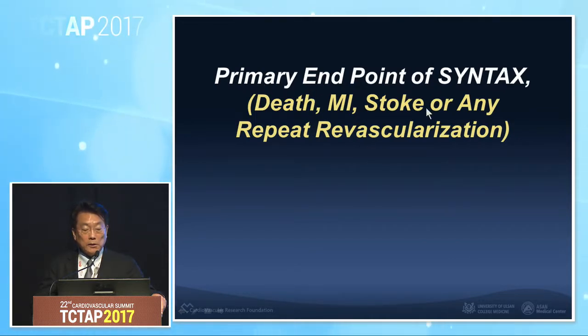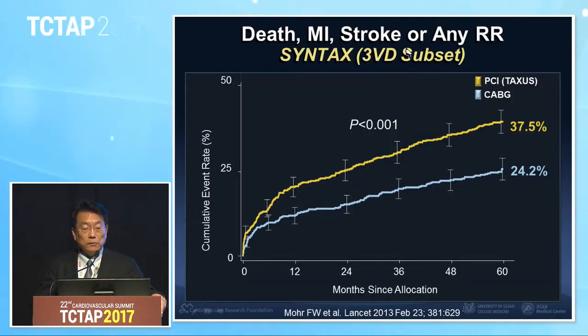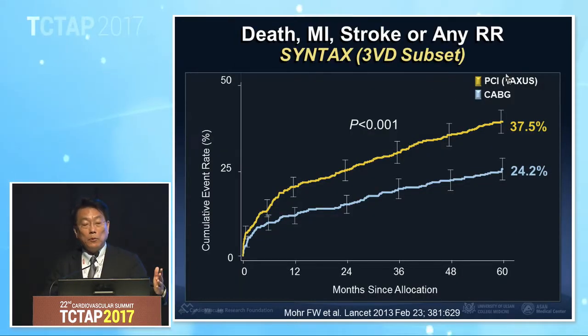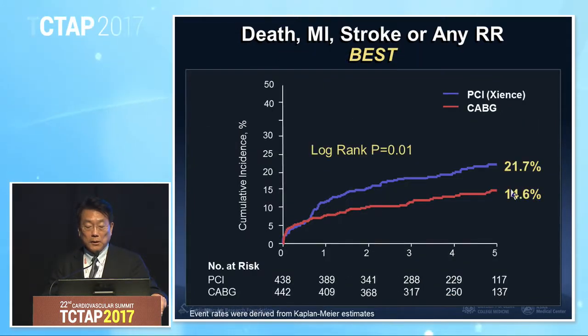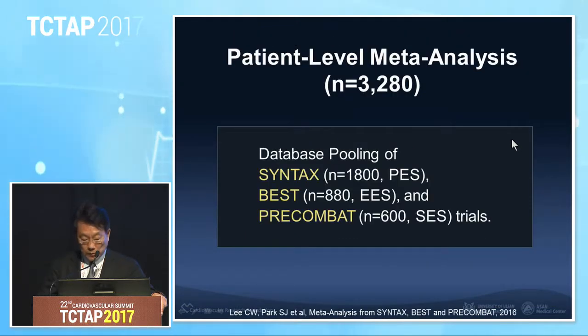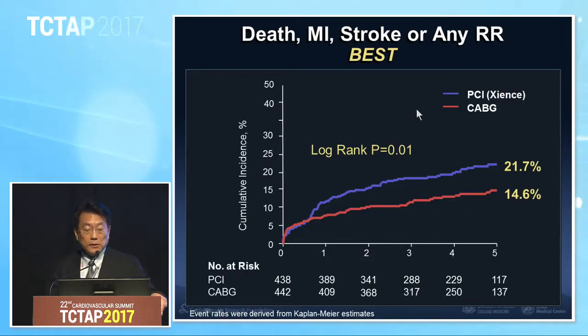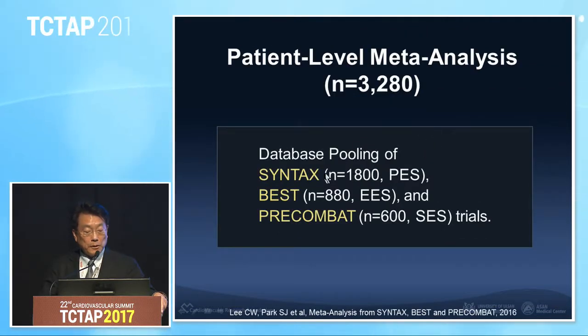Primary endpoint of SYNTAX: death, MI, stroke, or any repeated revascularization. Same primary endpoint with the SYNTAX study, 3 vessel subset, 24% in surgery, 37.5% in the PCI with the Taxus. Absolute number of adverse outcome is decreased, 14.6% in surgery, 21.7% in PCI with the Xience. However, still a clear statistically significant trend is that surgery is better than the drug-eluting stent with the PCI.